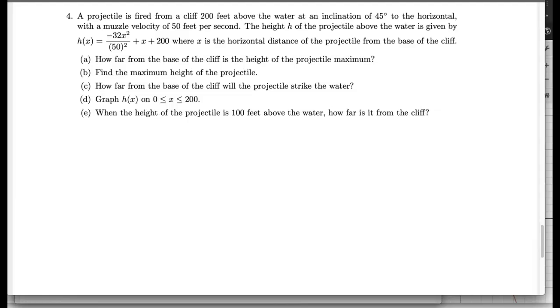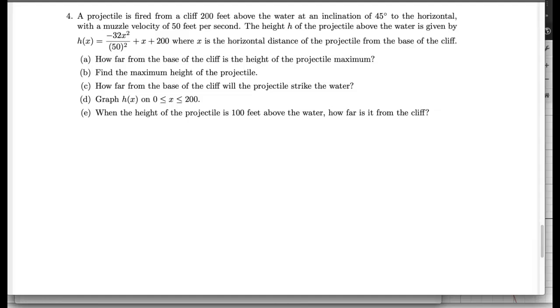The height h of the projectile above the water is given by h of x equals negative 32x squared divided by 50 squared plus x plus 200, where x is the horizontal distance of the projectile from the base of the cliff. We want to know how far from the base of the cliff the height of the projectile is maximum. We want to find the maximum height of the projectile. How far from the base of the cliff will the projectile strike the water?